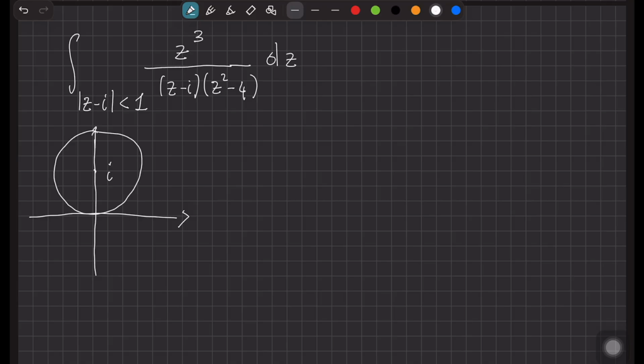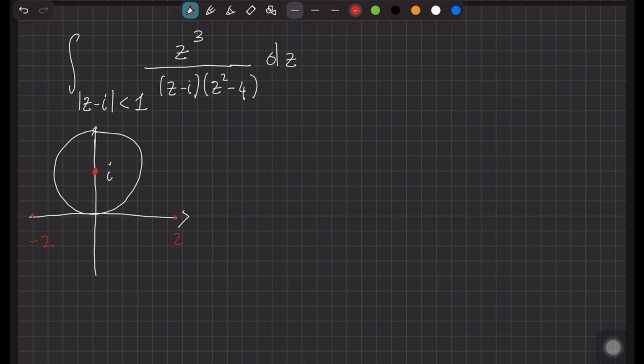Okay, and now what do we have to do? Well, as before, let's try to identify where my function, the integrand, has singularities. So the first singularity is when z is equal to i, exactly in the center of the circle. This is the first singularity. And then the second singularity is when z squared minus 4 is equal to 0, which means that z is equal to 2 or minus 2. So 2 is going to be something like here, probably, and negative 2 is going to be here. It's not to scale, of course, but kind of.